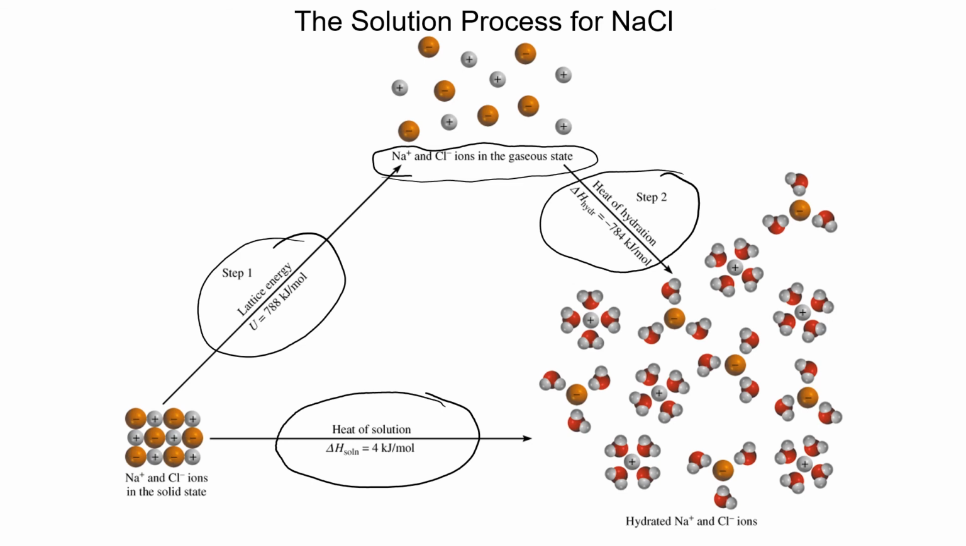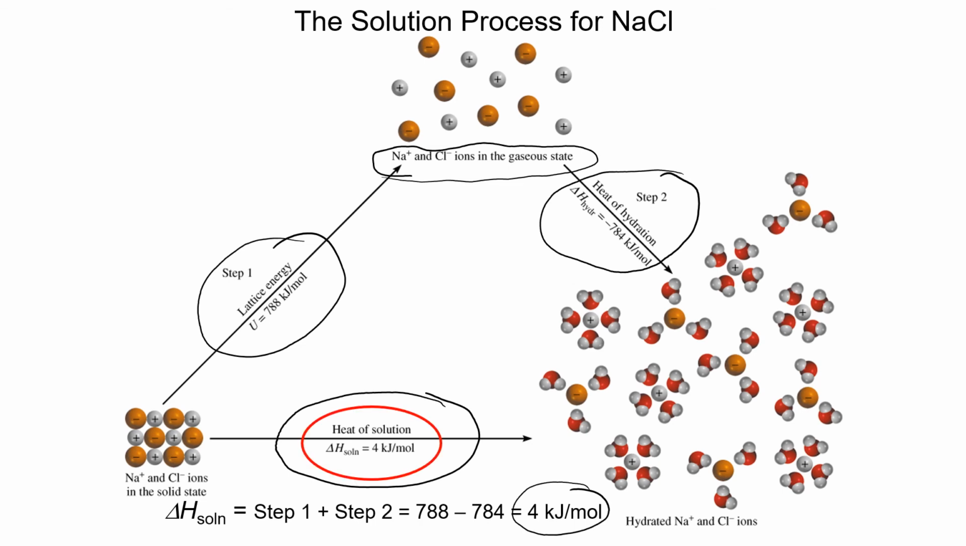And maybe I think I did have another slide here. If I didn't, I'm in trouble. But I think I wanted to cover this. But the delta H of solution then is going to be the sum of step 1 and step 2. Oh, well, if I don't, it is here. We have 4 kilojoules per mole. Oh, okay, good. So let's actually just talk through that.